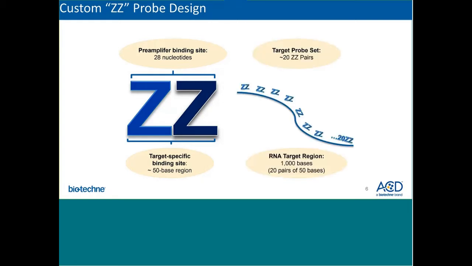A standard RNAscope probe for a target sequence of 1,000 bases or more will consist of 20 double Z pairs pooled together that are designed to hybridize next to each other along a target region. This allows for a tremendous amount of amplification and signal potential. However, only a few ZZ pairs are needed to bind to the target RNA sequence in order to generate enough signal for molecular detection.